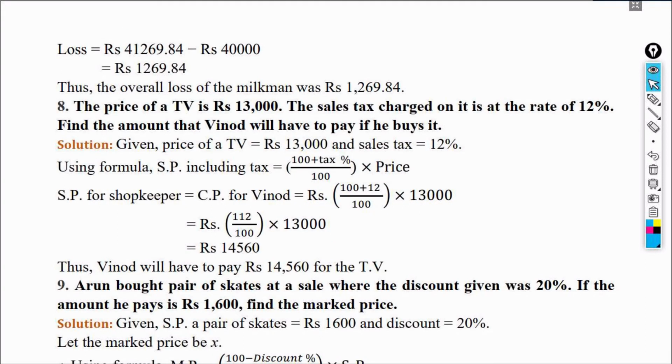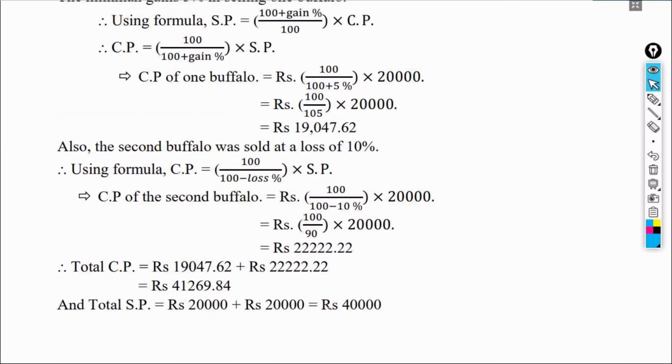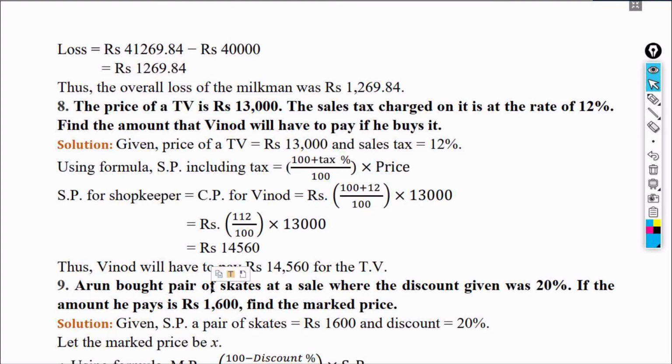Here you are finding that SP is 40,000 and cost price is 41,269.84 paise. Then cost price is more, and thus we can say there is a loss, and loss is the difference of the cost price and selling price, that is rupees 1,269.84 paise.